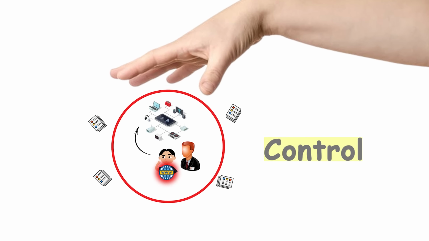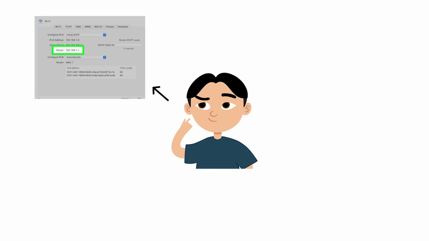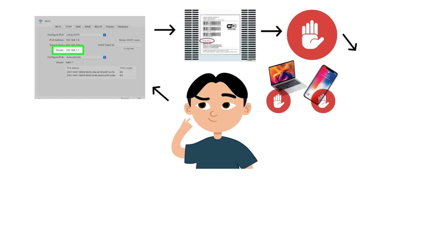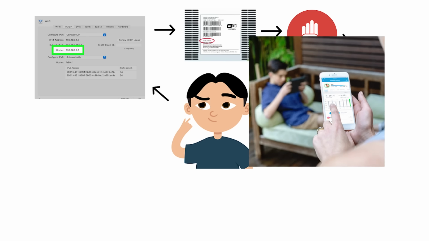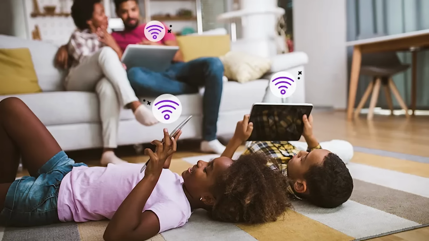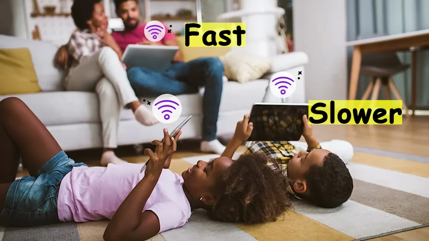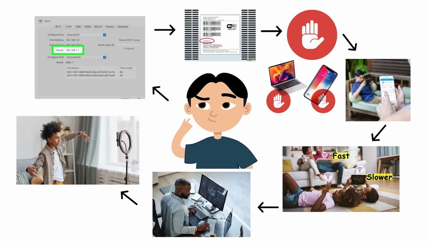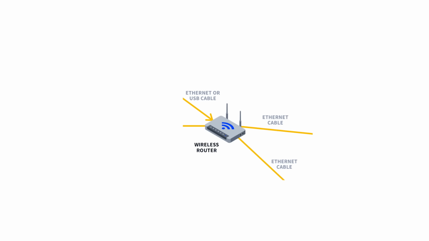Here's what you actually control at level 1. You can change your Wi-Fi name and password. You can block specific devices from connecting. You can set up parental controls to limit what your kids access. You can even prioritize which devices get faster speeds, like making sure your work computer gets priority over your teenager's TikTok machine.